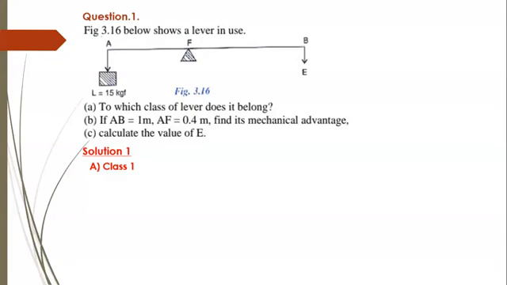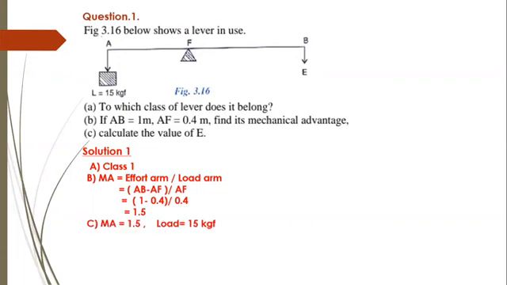If AB is equal to 1 meter, AB is the whole length of the lever, and AF is 0.4. AF is your load arm. So mechanical advantage is effort arm upon load arm. How much will be the effort arm? Effort arm is the distance from F to B. Therefore, it is AB minus AF. So we will write (AB minus AF) upon AF. Substitute the values. You will get mechanical advantage as 1.5.